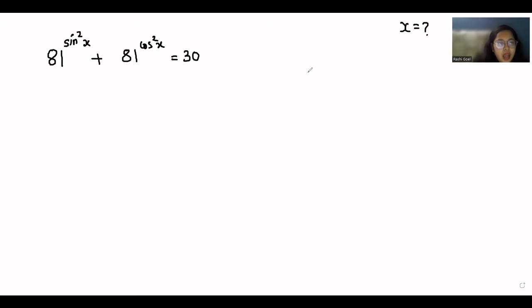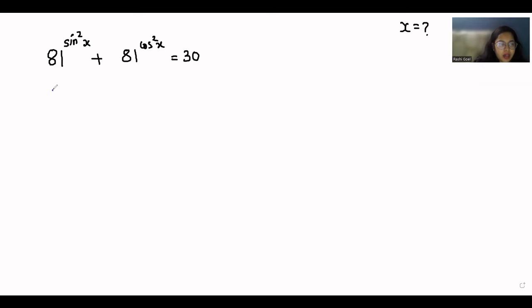My name is Rashi Goel and in this video we are going to solve 81 sin square x plus 81 cos square x is equal to 30 and we have to find the value of x. So let's start with today's video solution.